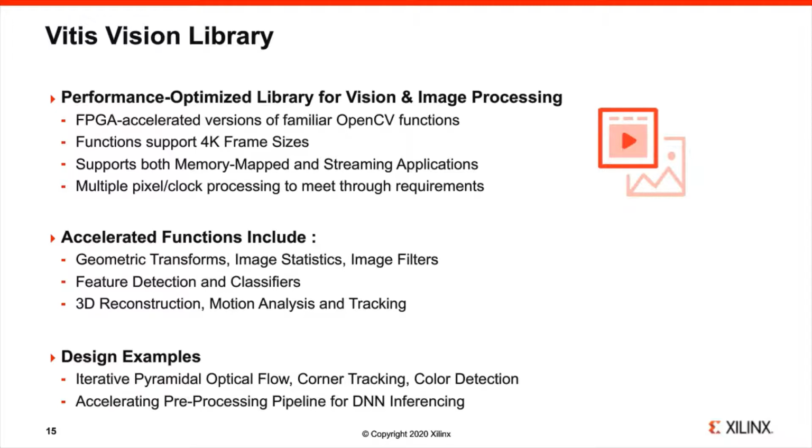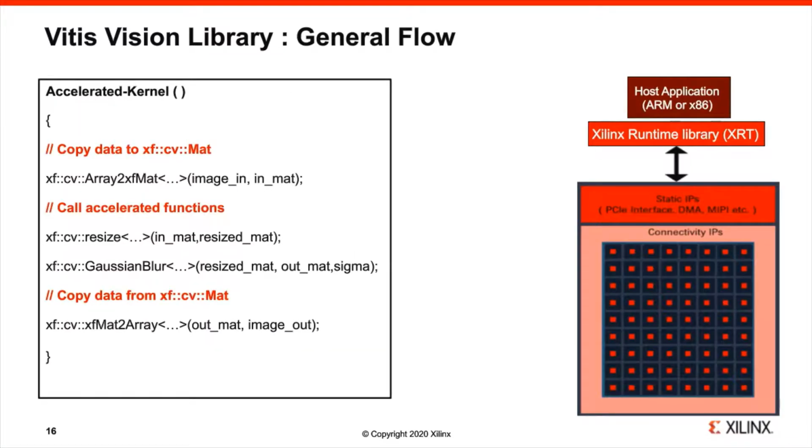So at a high level, what is the general flow for designing an accelerated kernel using the Vitis Vision library? First, you would copy the image data into an XFCV mat object. Now, XFCV-mat is a template class that serves as a container for storing image data and its attributes in physically contiguous memory. This enables you to achieve best possible performance.